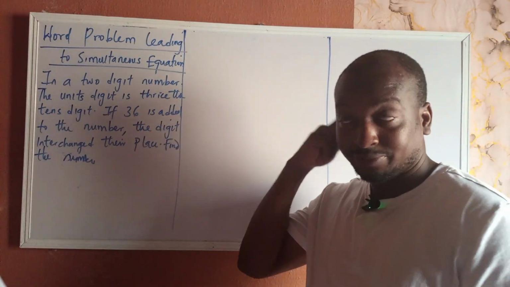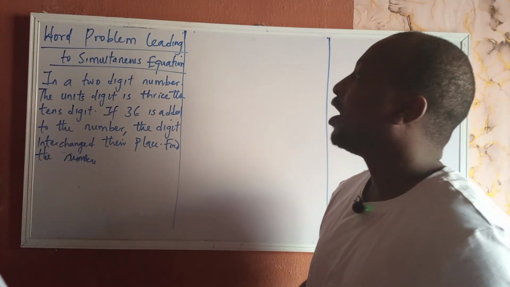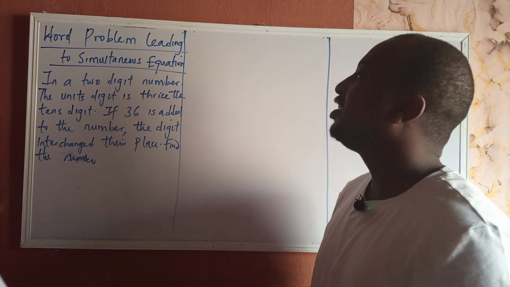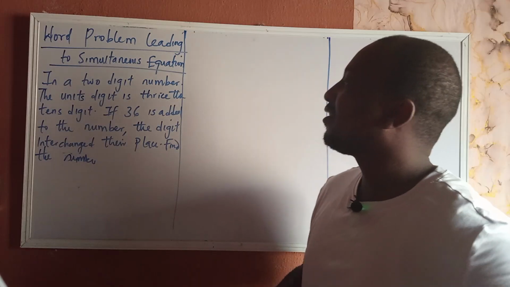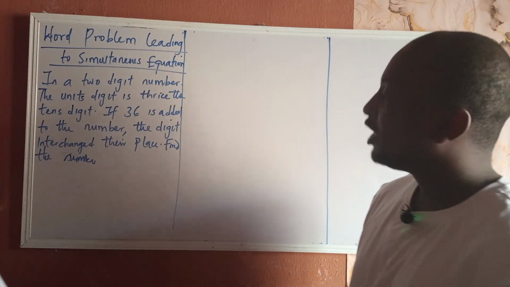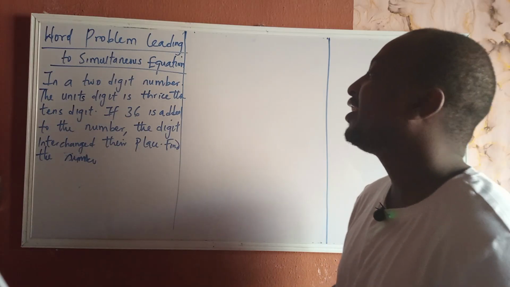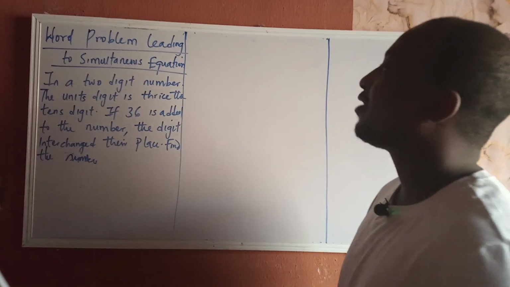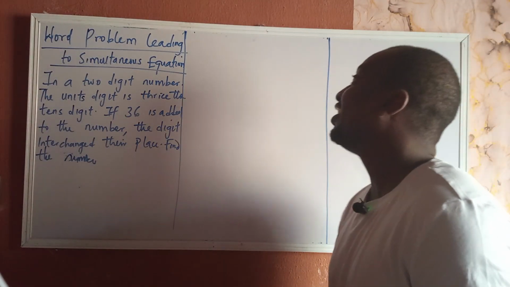Today we want to look at a word problem leading to simultaneous equations. The question says, in a two-digit number, the unit digit is thrice the tens digit. If 36 is added to the number, the digits interchange their places. Find the number.